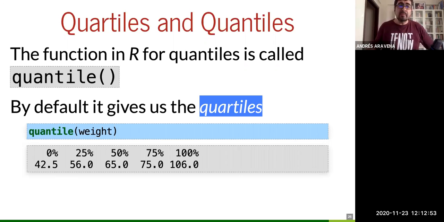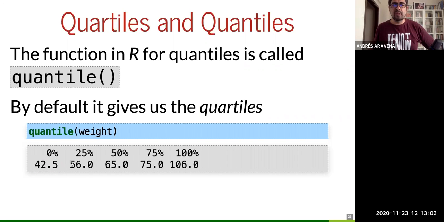But for example, here, you may recognize the numbers. I say, what are the quantiles of our vector? This is the minimum, this is the first quartile, the second, which is the median, the third, and the fourth. You might recognize this from the summary function.